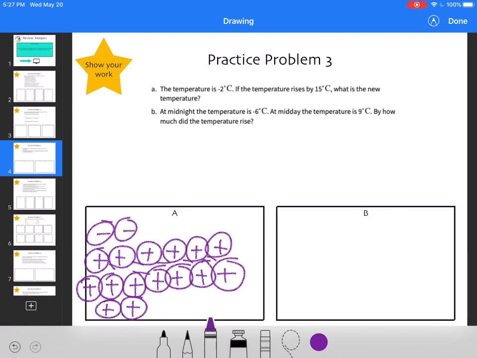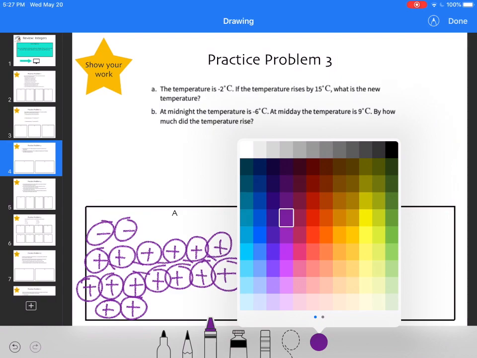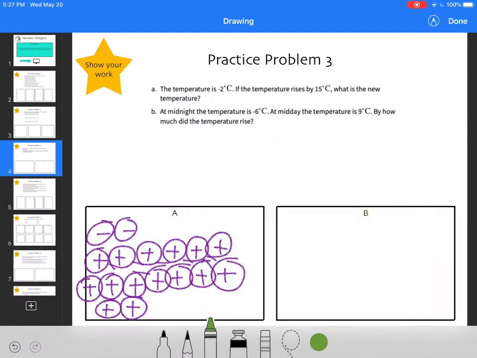Okay, so I create what's called a 0 pair. So a negative and a positive make a 0, a negative and a positive make a 0, and then I count whatever's left. So once I've canceled everything out, I have 1, 2, 3, 4, 5, 6, 7, 8, 9, 10, 11, 12, 13. So my answer is going to be 13, and it's going to be positive 13 degrees Celsius.